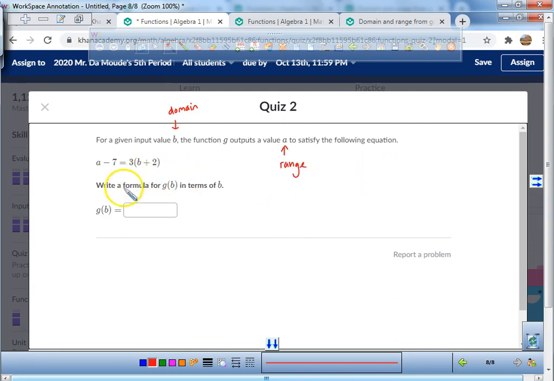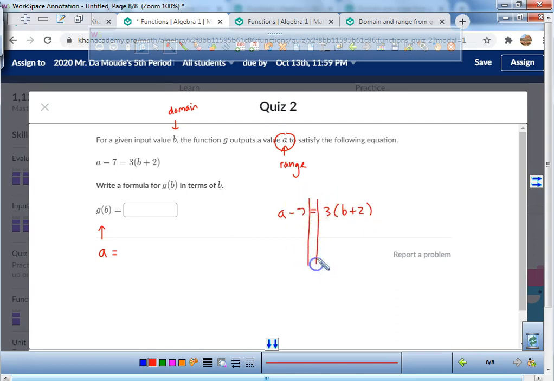So it says write a formula for g of b in terms of b. So all I'm doing is writing everything in terms of b. So what is technically g of b equal to? It's equal to what? Yeah, you're right. A. It's what a is. So basically I just got to solve for a. Wow, that's all I got to do? Seriously, is just solve for a. Huh. Okay.